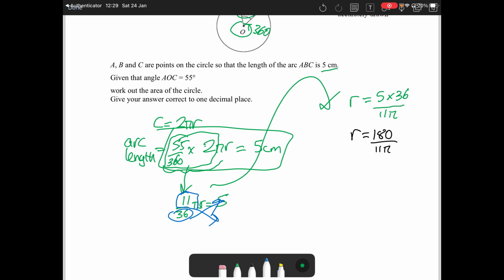Okay, we're almost done now. Now, last step, area of the circle. Pi r squared. Sounds like area to me. If I use circumference, I'll just use pi d.